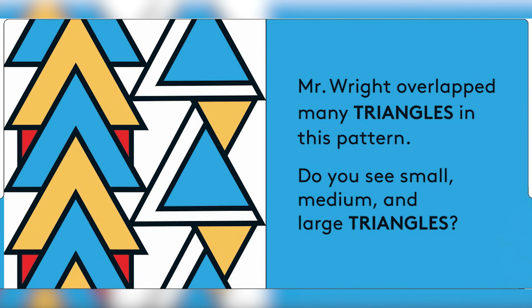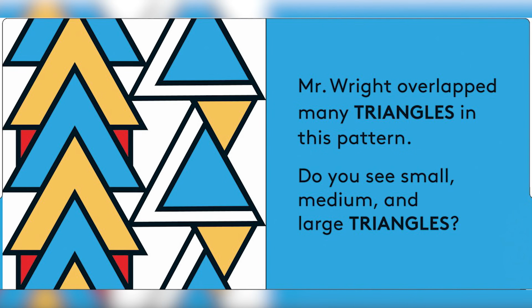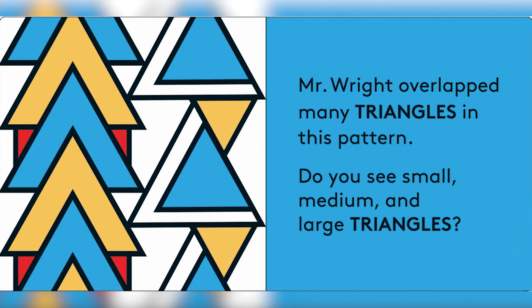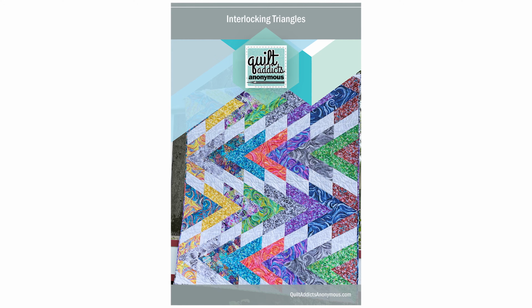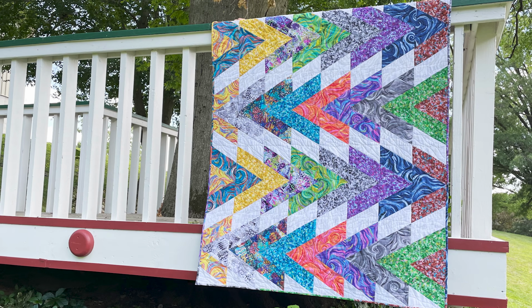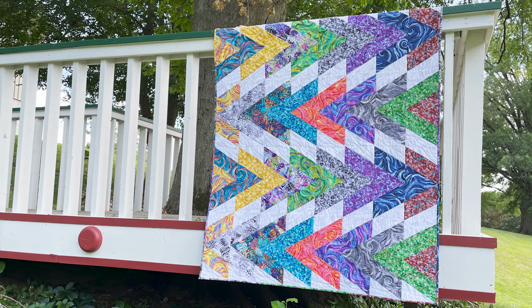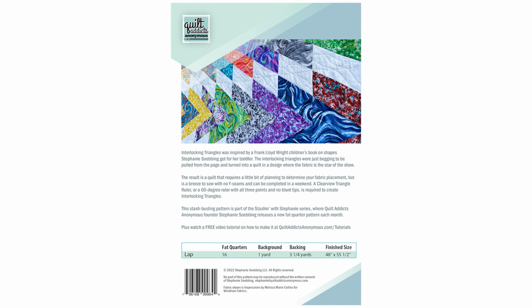It was inspired by a children's shape book that I read to my daughter that is Frank Lloyd Wright themed, and I just saw this design of his and I was like, that needs to be a quilt, so we made it a quilt. And I love how the fabrics just meld into one another and allow you to really show everything off. Interlocking Triangles is available in lap size only, but they do have instructions on how to make it larger into a king.